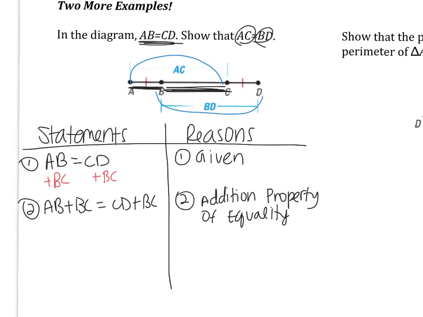Okay, so next I need to look at my figure and say, how does this help me? You know, why do I care? Okay, so AB plus BC. AB plus BC. In the figure, I'm going to notice that that equals AC. Okay, so AB plus BC, that's the same as AC. Let's look at the right side. CD plus BC, I'm going to notice that that gives me BD.